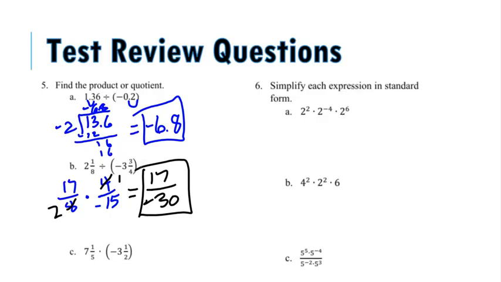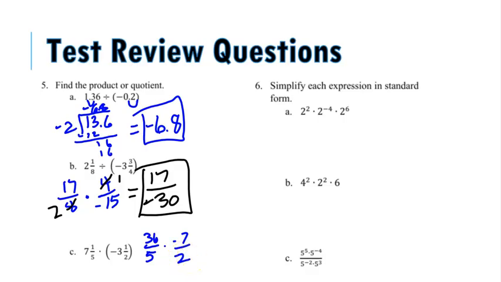And letter C, there we're just multiplying. Again, I'm going to put this as improper fractions. So 5 times 7 is 35, plus 1 is 36. So we have 36 fifths. And we're multiplying by 2 times 3 is 6, plus 1 is 7. So this is negative 7 halves.